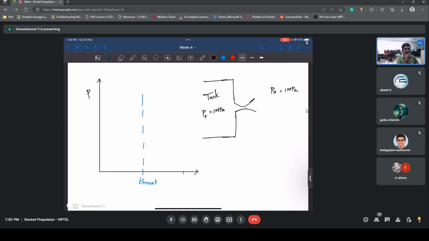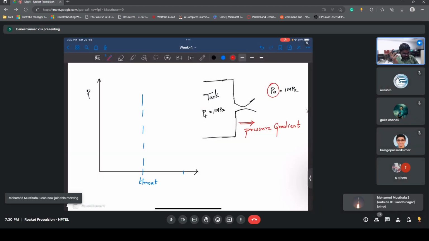Now you see what happens. Both the pressures are at 1 megapascal, so there is no pressure gradient, and the fluid stays in the tank, right? In order to have a flow inside this nozzle, you need to have a pressure gradient. If there is no pressure gradient, the flow is not going to happen. So this concept is clear, right? Without a pressure gradient, flow cannot happen.